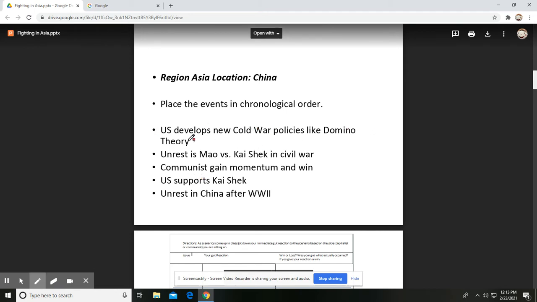Students, U.S. develops new Cold War policies. Keep in mind, it's saying new here, and the new policies, this is the difference between Europe and Asia. The policies of containment, domino theory, those policies are a result of China falling to communism. So you cannot begin here with this item because that just doesn't make sense.